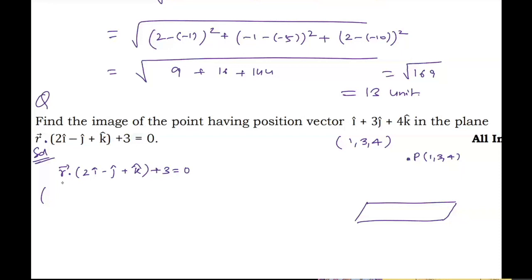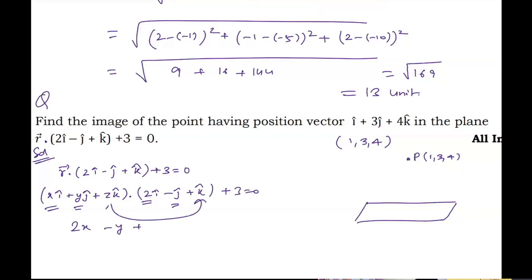Okay. See, this is very simple. Actually, what we do, instead of r, we write xi plus yj plus zk. And this is the dot product with this vector. Plus 3 is equal to 0. So you just multiply. How to multiply? 2 into x, 2x. Then y into -1, -y. Then z into 1, that is plus z. Plus 3 equals 0. Okay, is it clear? So that's very simple. You can even directly write this as the Cartesian equation. Very simple: 2x minus y plus z plus 3 equals 0. So nothing new. Isn't it?